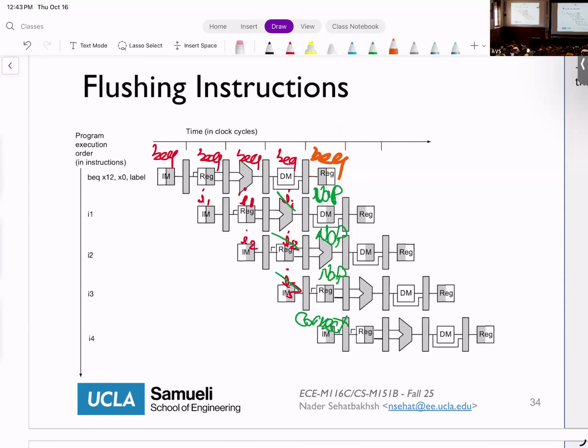So the question is, if we are taking the branch, where are we going? That depends on the label, right? The label might be far away. At this point, you know exactly what your label is, right? So at this point, I can actually fetch the correct instruction. It could be I4, it could be anywhere else. That specific fetch would be the correct instruction, whatever PC plus offset is pointing to.